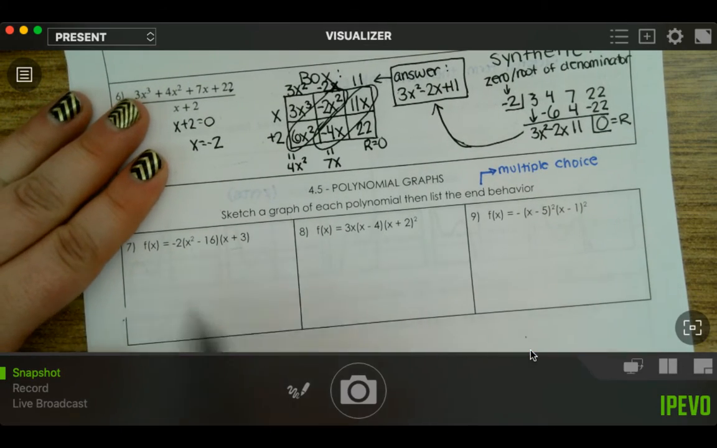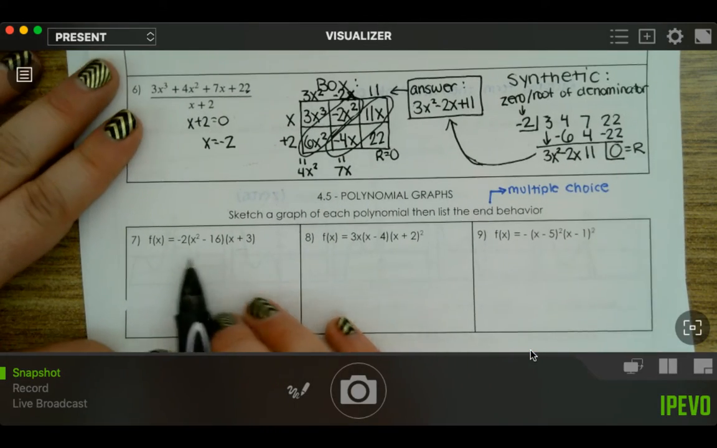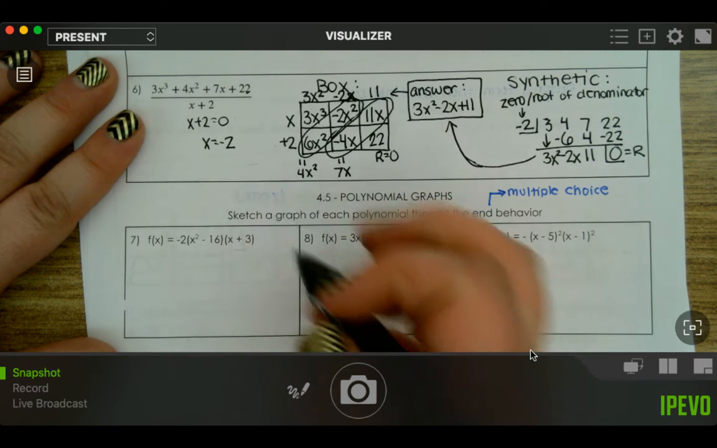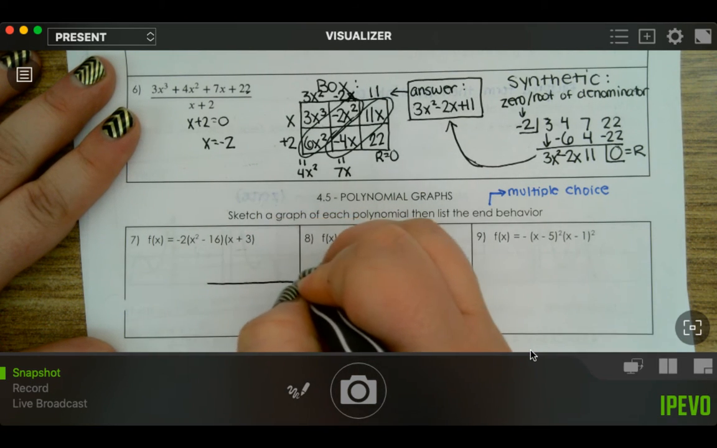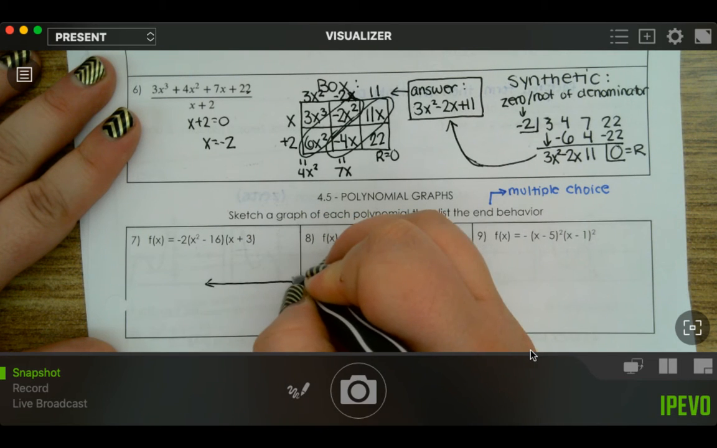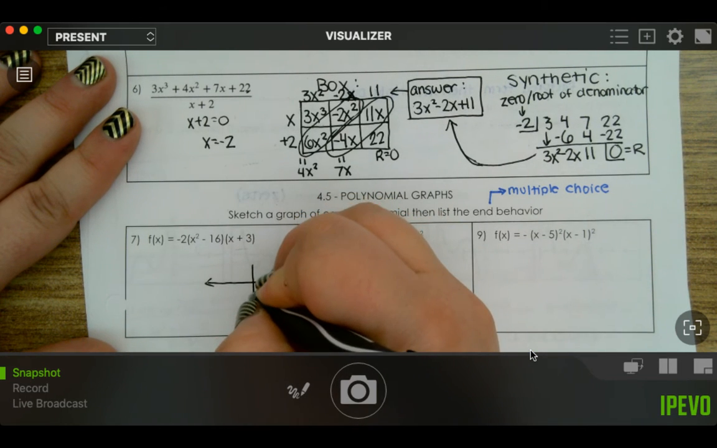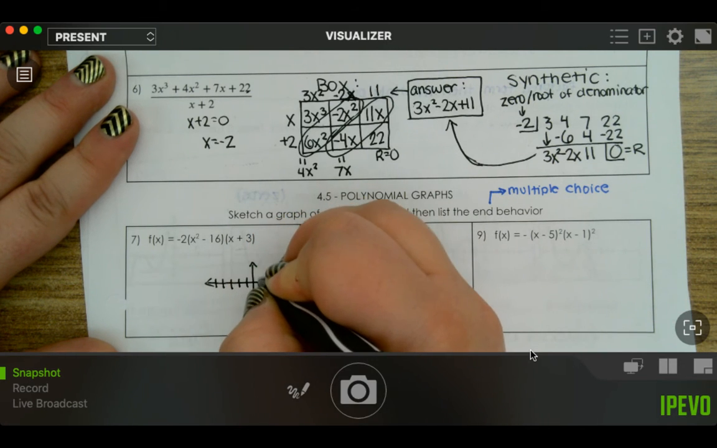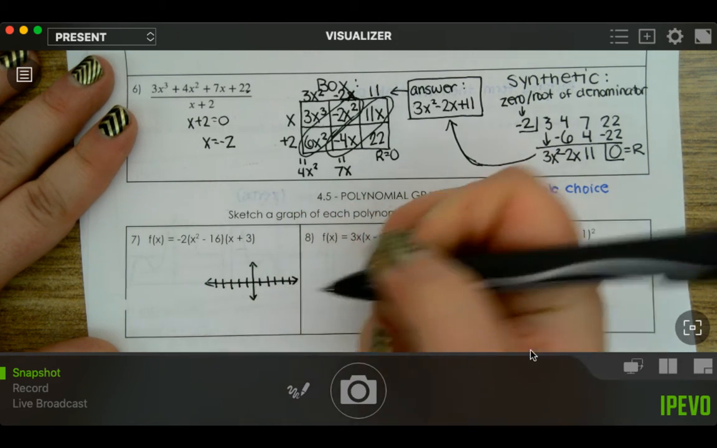4.5. What you're going to do is use the parentheses to find your zeros. And you're going to put those zeros on a graph that has an x and a y-axis, kind of like this. I'm going to add 5 for right now.